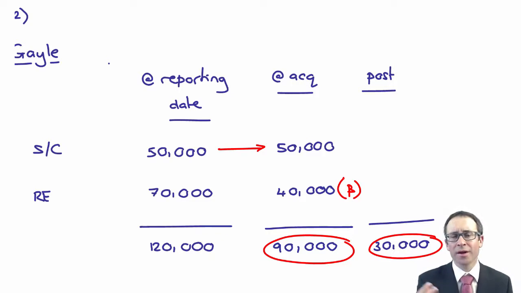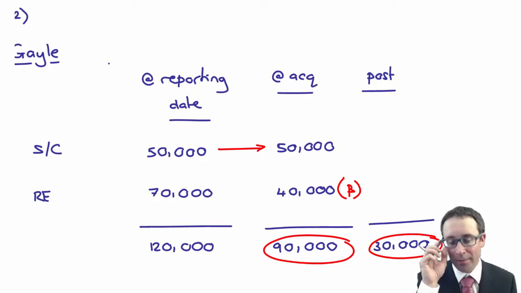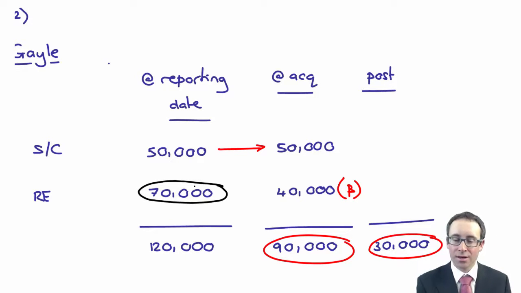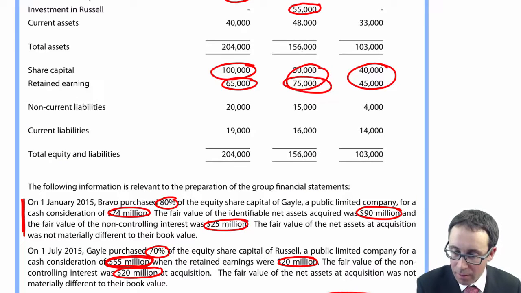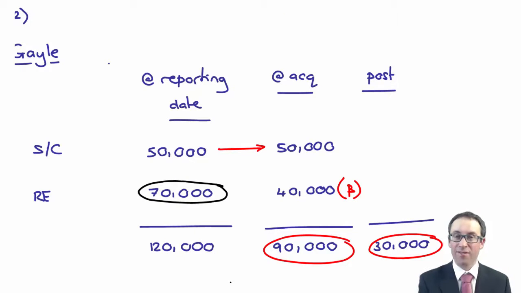Eureka! I found it. I've seen where I made the mistake. You probably spotted it already and were shouting down the camera at me. I put in the retained earnings at the reporting date of the subsidiary Gale as 70, when really it should have been 75. So if you put in that 75 as opposed to 70, that will give you 5,000 worth of additional post-acquisition profits, and those post-acquisition profits feed into working 4 and working 5 respectively.